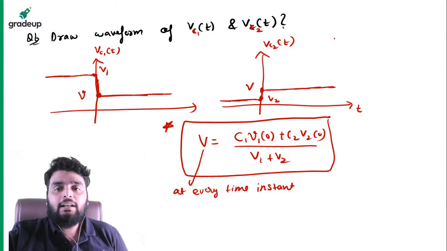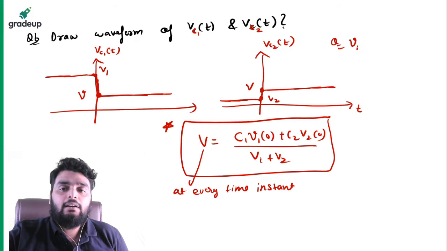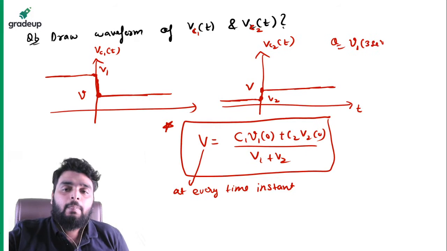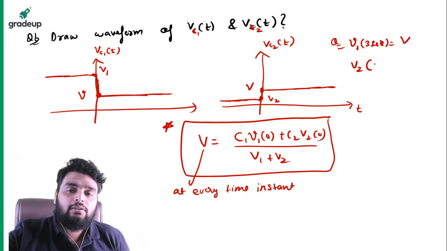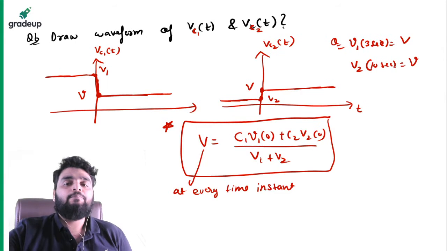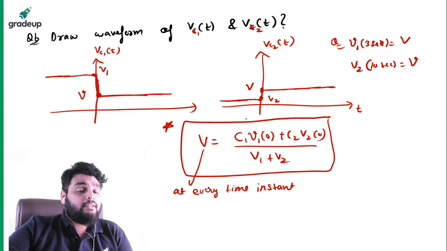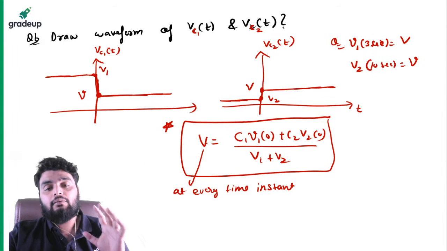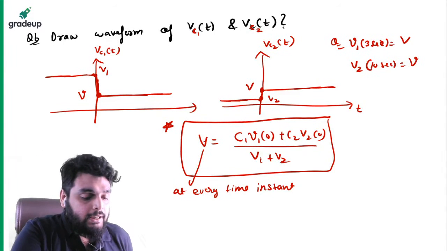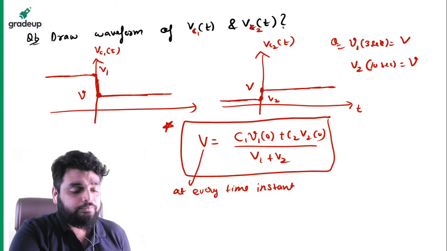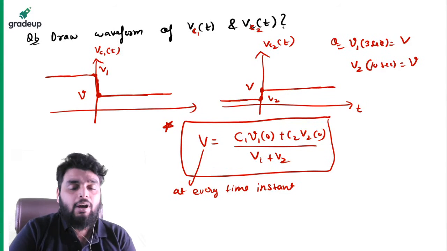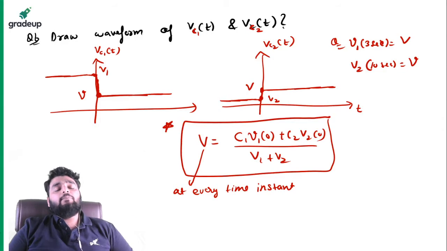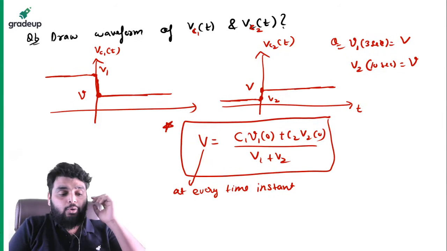For example, if they're asking you what is the voltage at 3 seconds, the answer will be V. If they're asking you what is the voltage across capacitor 2 at 10 seconds, again the answer is V. But when you have a resistor in the network, then this formula is only applicable for t tends to infinity. Okay guys, any doubt here? Anyone? Ask me. If you have any doubt in this question, ask me. Okay, and I want everyone to ask some questions.